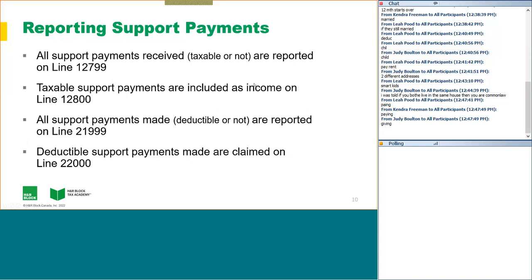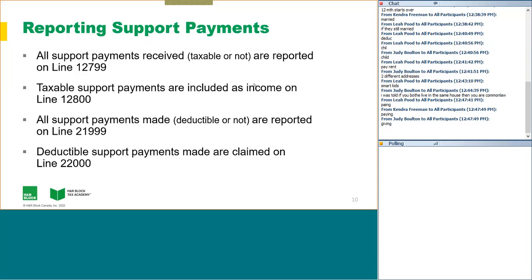When do you have to report support payments and how do you do it? So, how to do it first? All payments received, whether taxable or not, if they qualify as support under the rules I'm about to tell you, must be reported on line 12799. If a portion of it is taxable, that portion will be reported on line 12800.